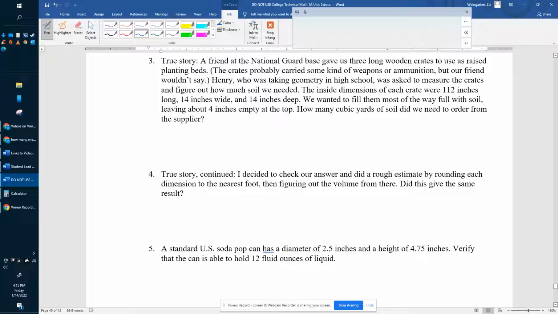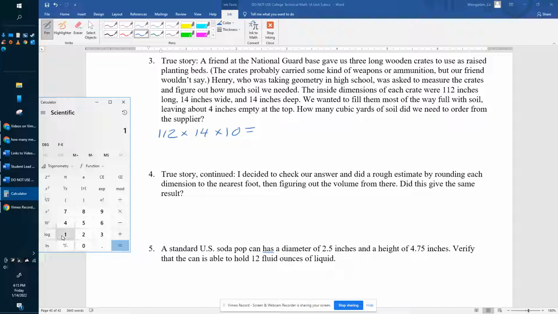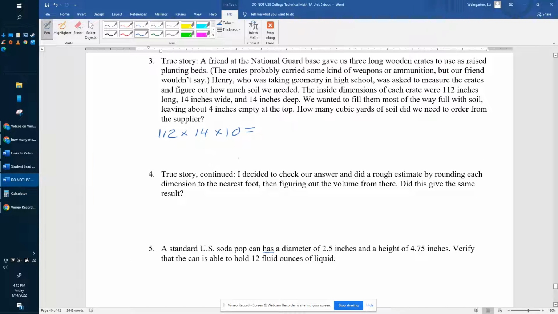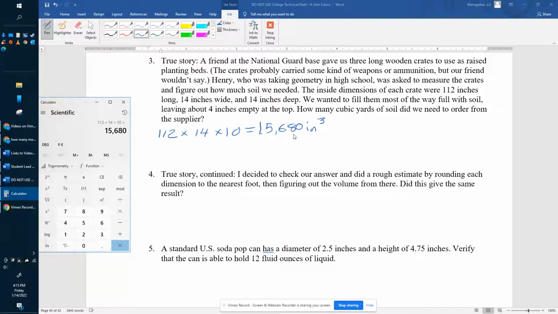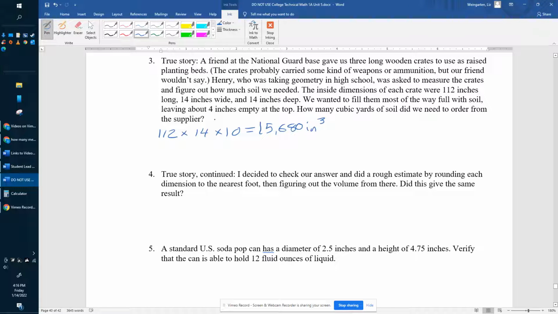So if they wanted 4 inches empty on the top, then we only want it 10 inches deep. So it's going to be 112 inches times 14 inches times 10 equals a number that I cannot calculate in my head. Times 14 times 10, 15,680 square inches. Or cubic inches, sorry. We're talking areas so long, I thought we were still there.